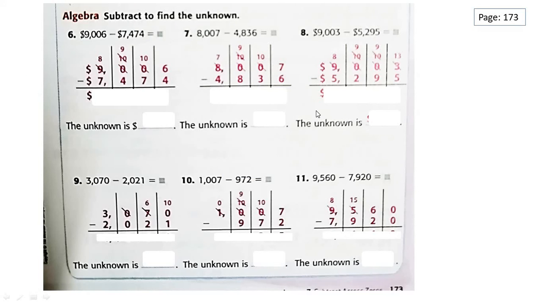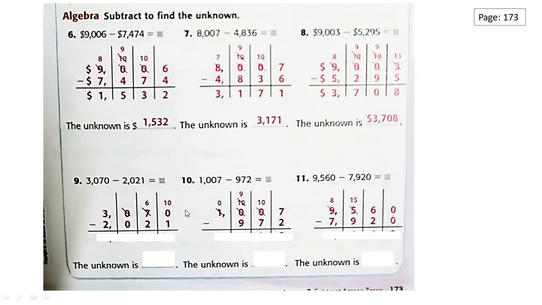Let's see the next questions. The same procedure. We have many numbers and we were asked to find the differences. Question number 6 is 1,532. So the unknown is this number. And the unknown for question number 7 is 3,171. And the unknown for question number 8 is 3,708.